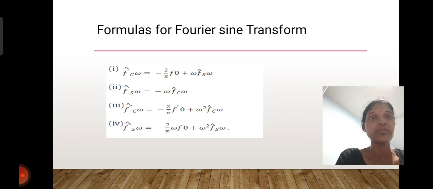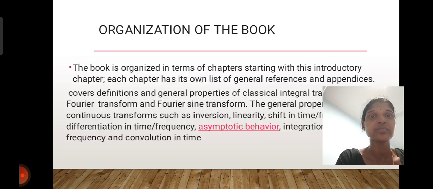We are studying a few formulas of Fourier sine transformation. These are the four formulas of Fourier sine transformation. F of CW is equal to minus 2 by pi of 0 plus W f theta SW. These are a few examples.